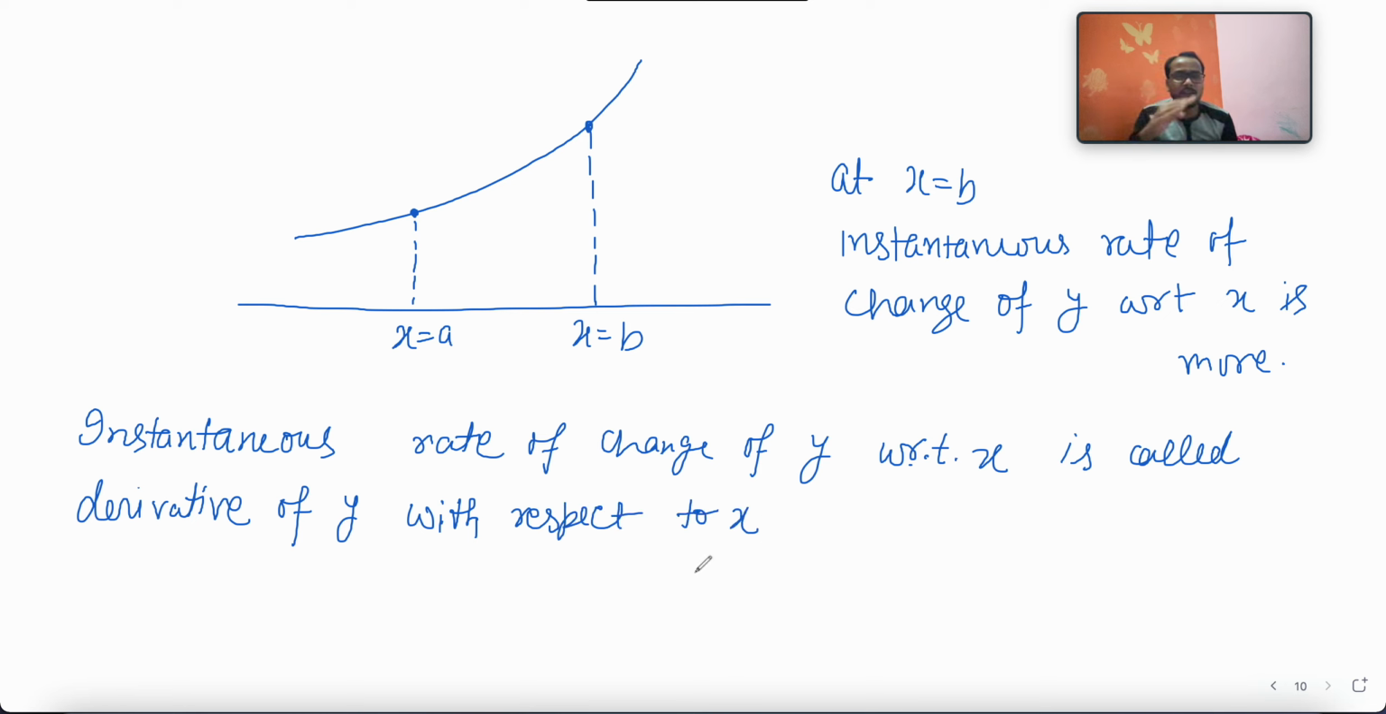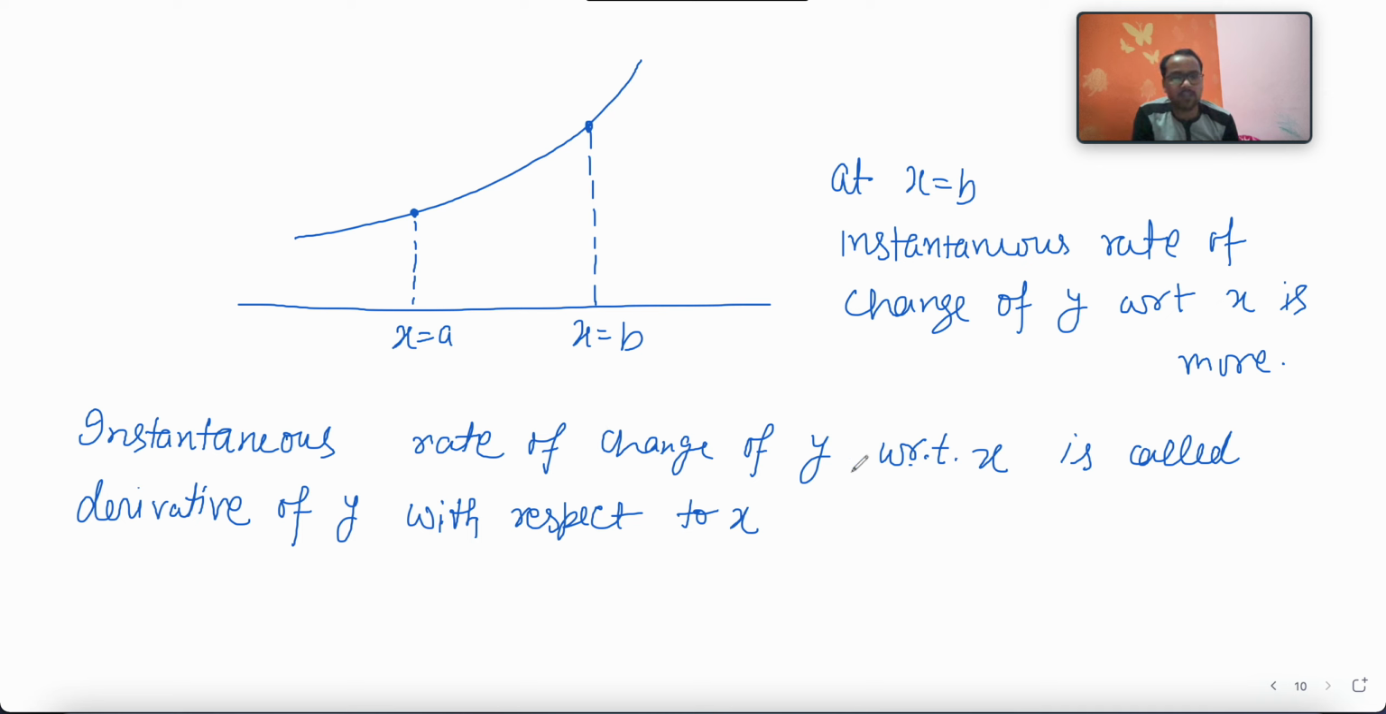Because we are considering the rate of change of y with respect to x. That means if I am at x equal to a, then by what speed y is increasing, you can say, and when I am at x equal to b, at that moment by what rate y is increasing. So we are basically interested to find the rate of change of y with respect to x at the moment at x equal to a or at x equal to b.